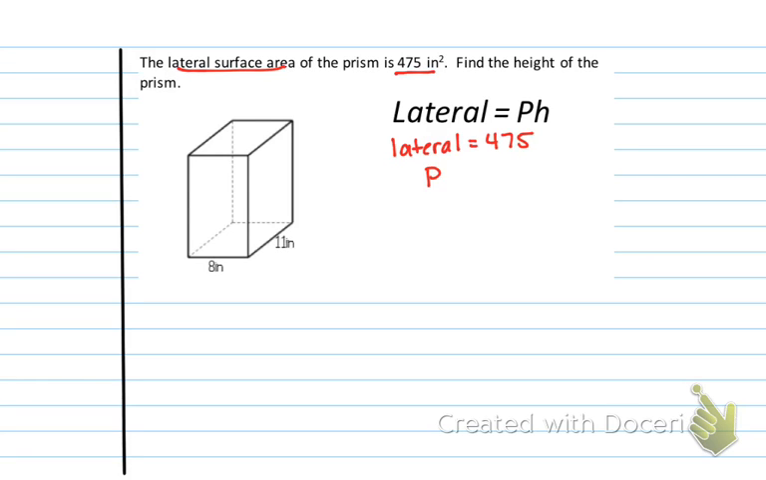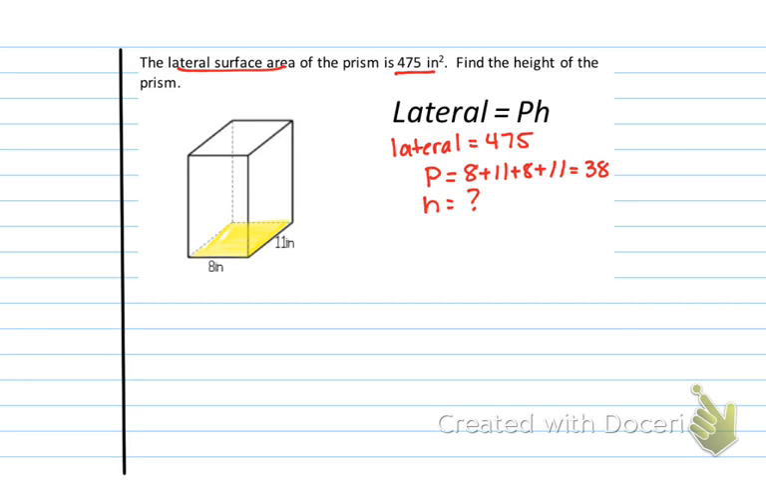Okay, P, capital P, is going to be the perimeter of the base. My base is right here at the bottom, so my perimeter would be 8 plus 11 plus 8 plus 11, because over here we have 8 and here we have 11 as well. So our P is going to be 38 when we add all those up. Okay, and then our height, that's the one that we don't know.